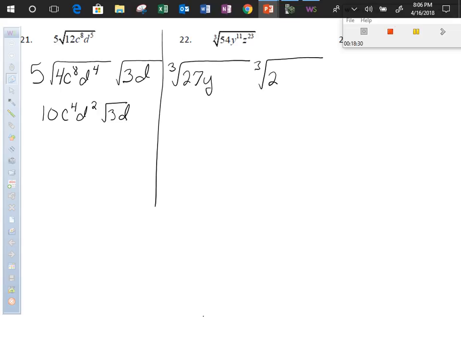I need the highest multiple of 3 less than or equal to 11. So that's going to be a 9, which leaves me a y squared. And I'm going to have a z to the 21st, which leaves me a z over there. Yeah, because that was a 23. So now, let's go get our answer. The cube root of 27 is 3. Y to the 3rd, z to the 7th, times the cube root of 2 y squared z squared.